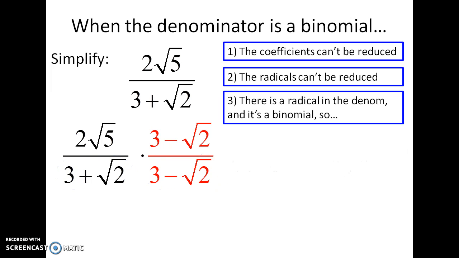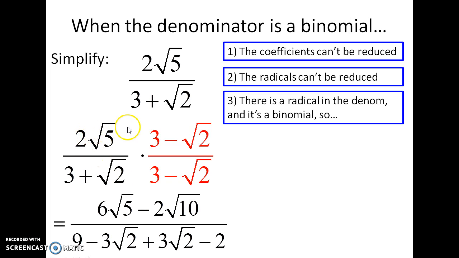Okay, now that I've got that, I multiply. And remember that when you're multiplying by a binomial, it's as if it's in brackets, and it means that you have to distribute. It means that I'm going to multiply 2 root 5 times 3, becomes 6 root 5, and 2 root 5 times negative root 2. That becomes negative 2 root 10. And at the bottom, I have to double distribute. 3 times 3, 3 times negative root 2, root 2 times 3, and root 2 times negative root 2 becomes negative, and root 2 times root 2 is just 2.